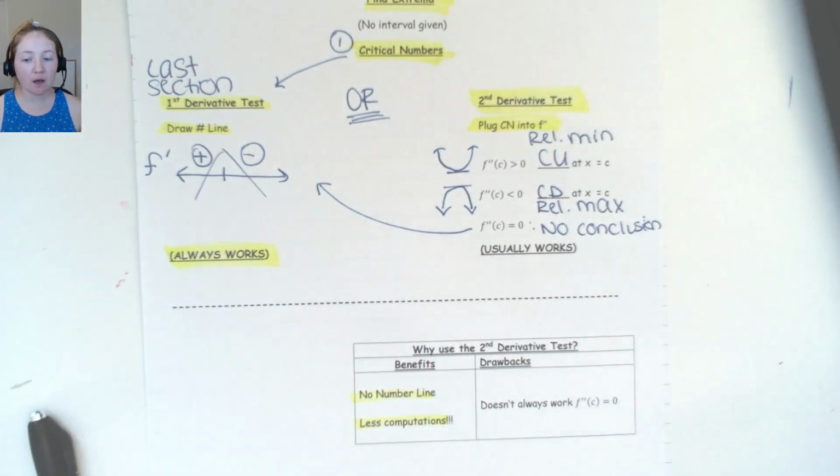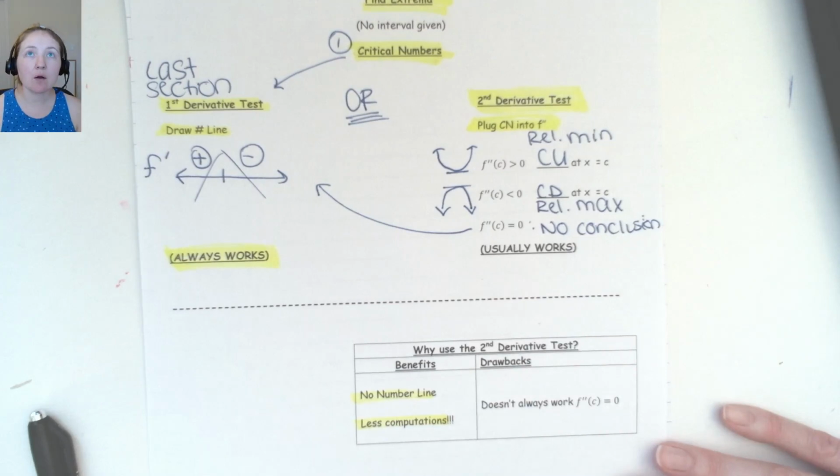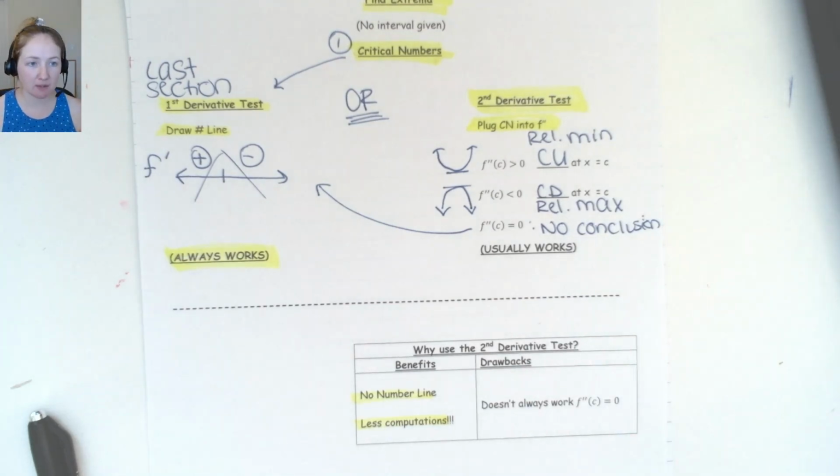So the benefit of the second derivative test is there's no number line, it's a lot less computation. The drawback of it is that it doesn't always work, but almost 9 out of 10 times it is going to work. So it's a very valuable thing for us to know about because it does allow us to not have that computation component.